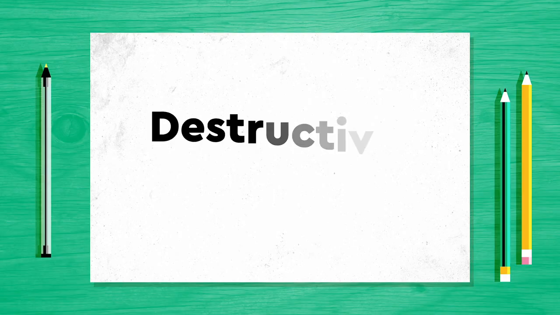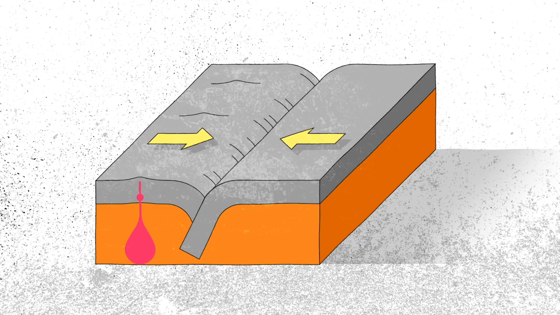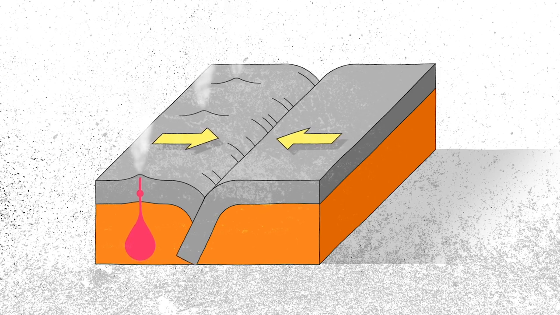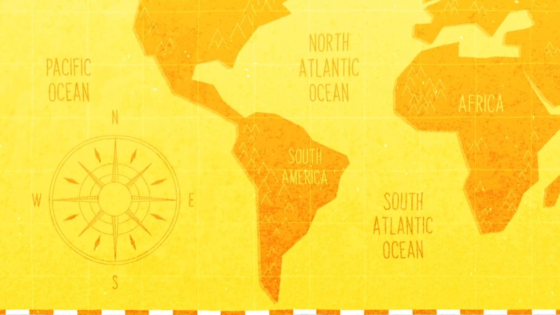Okay, so now that we've established that there are different types of tectonic plates and that these plates move in varying directions, we can look at the three different types of plate margin. Firstly, there are destructive margins. These margins occur when there are two plates moving towards each other. An example of this is along the west coast of South America.